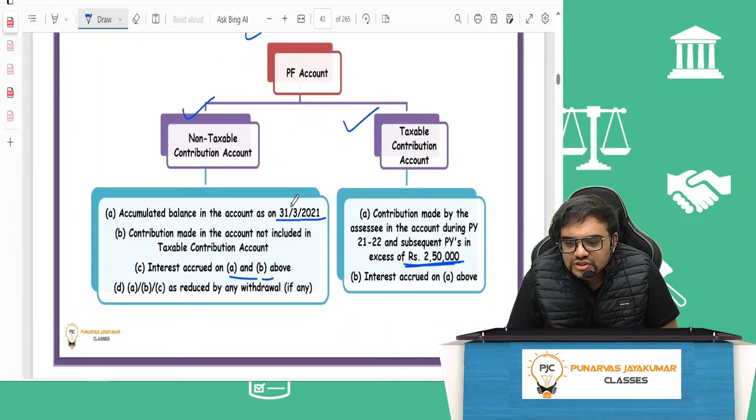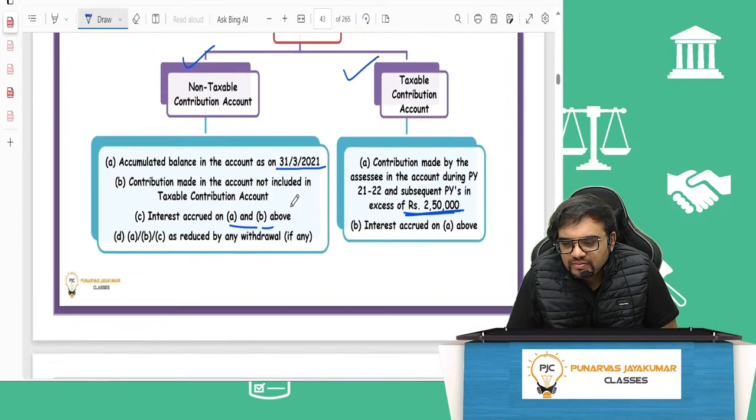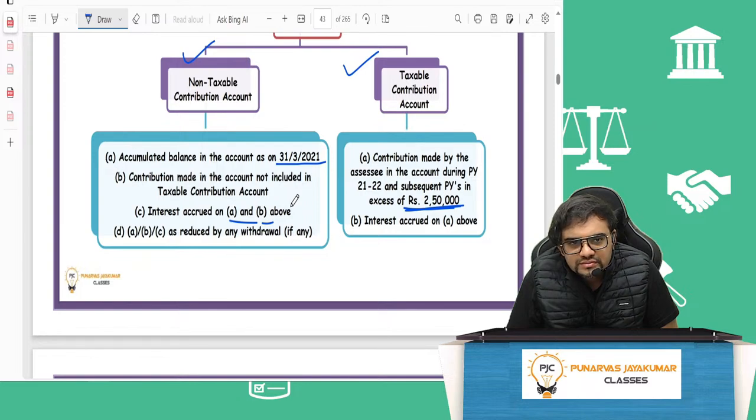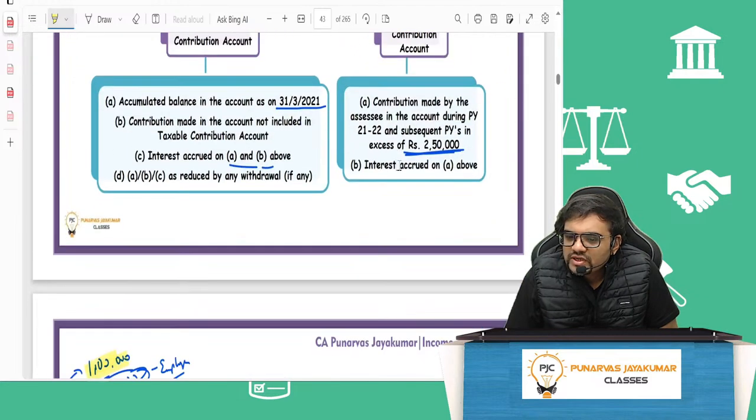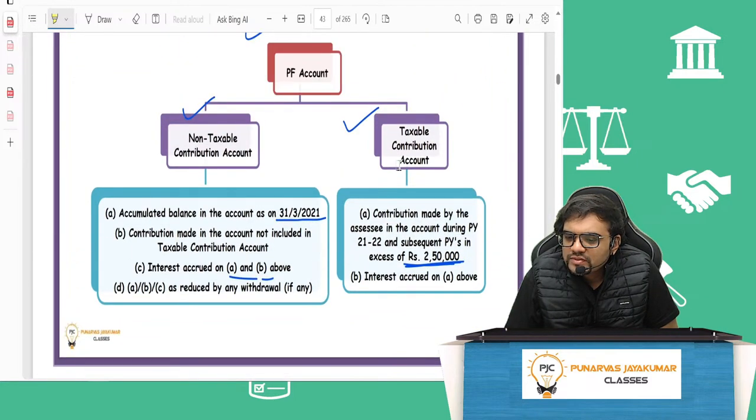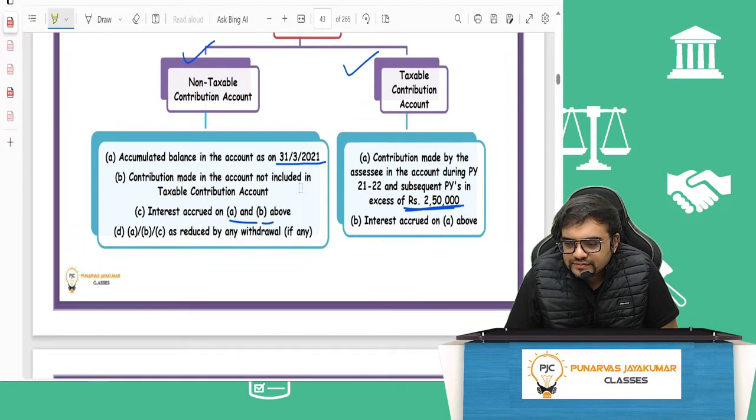Now, this is assuming the employer also contributed. What if the employer hasn't contributed? Can you see here? Where contribution by such employee is in a fund with no employer contribution, a higher limit of 5 lakh will be applicable. So, if the employer doesn't contribute only, then how much will you get? Up to 5 lakh, no tax. This is interest on 5 lakh, mind you. Interest beyond 5 lakh will be taxed.